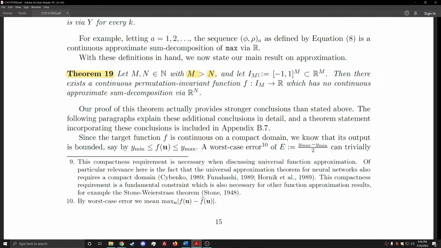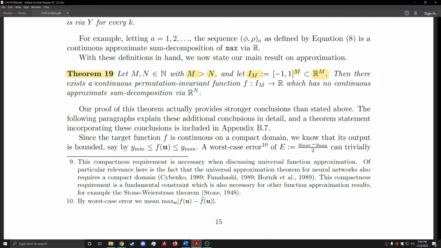So we're going to define a hypercube. A hypercube, of course, is a cube, usually a unit cube, going 0 to 1, but here it's going negative 1 to 1. It's going to have dimensionality m, and we're going to name it I sub m. It is going to be a subset of the real numbers with dimensionality m.